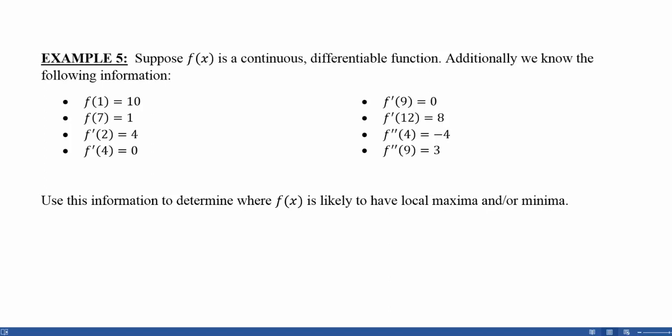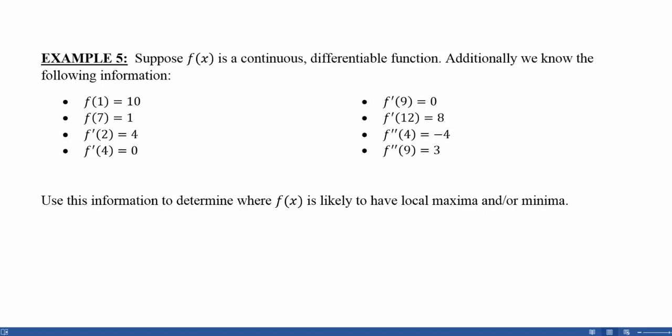And we want to use this information to determine where we think that f of x is likely to have a local maximum and or minimum. So we have to sort through this information to see what we can figure out. So let's look at each piece individually. F of 1 equals 10. So that's a point on your function that when x equals 1, y equals 10. F of 7 equals 1. Also a point.